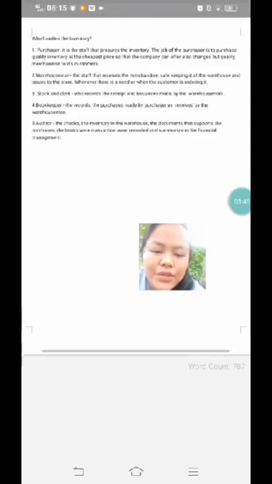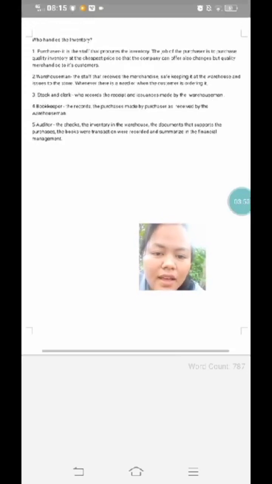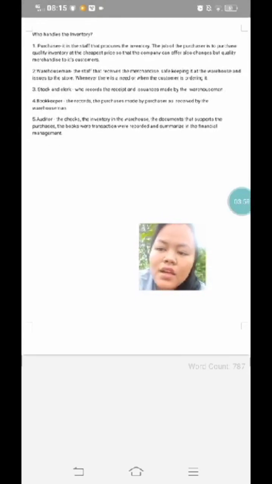Last is the auditor. The auditor is the one who checks the inventory in the warehouse, the documents that support the purchases, and the books where transactions were recorded and summarized in the financial management. The auditor has a responsibility to plan and perform the audit to obtain reasonable assurance about whether the financial statements are free of material misstatement, whether caused by error or fraud. The auditor is the one appointed by the company to perform an audit. That's all, sir. Thank you.